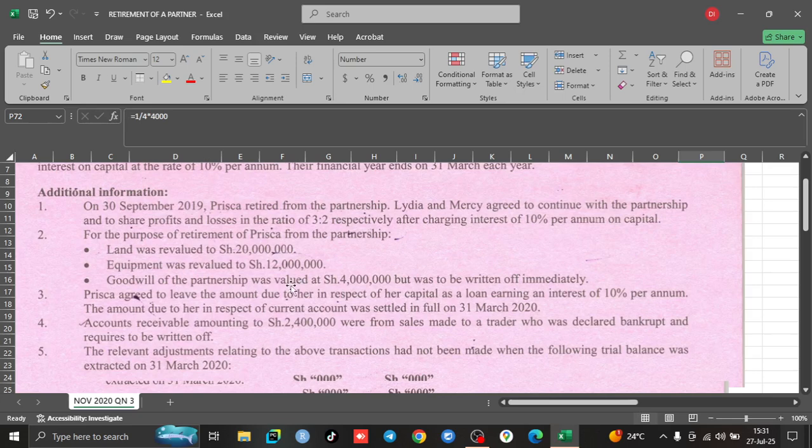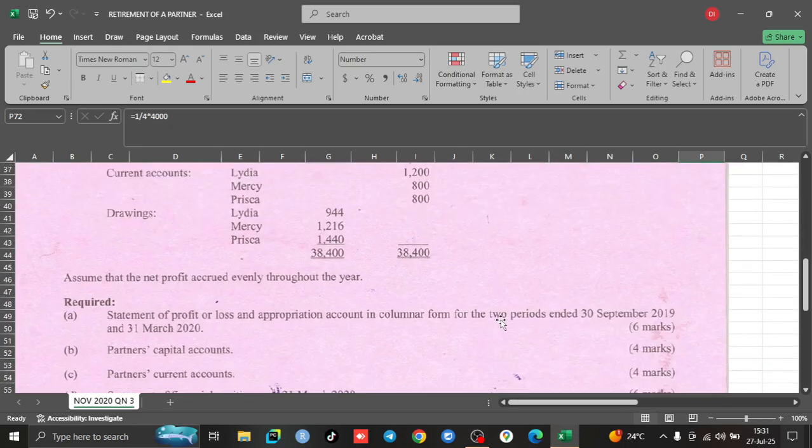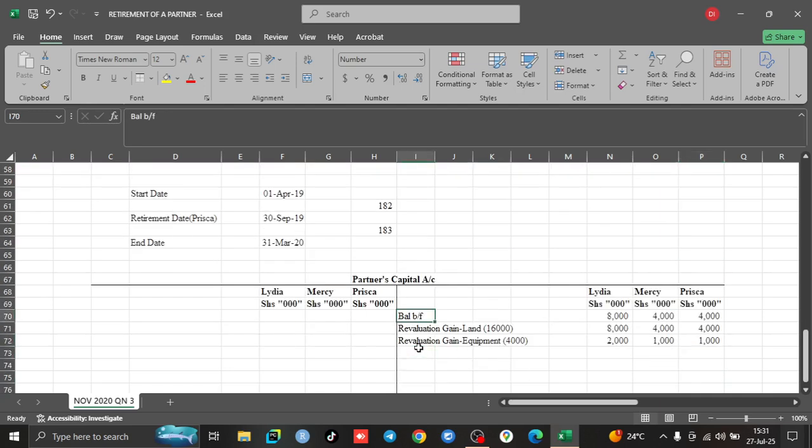Then now, goodwill is to be introduced, 4 million shillings, but it is to be written off immediately. This is presumably from Priska. So goodwill introduced. She introduced 4 million as our goodwill, not our capital, sorry. So you have to apportion it in the old profit sharing ratio. 4,000 times a quarter, equally a quarter times 4,000.